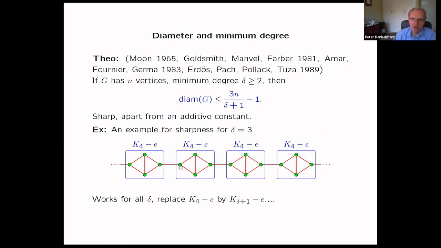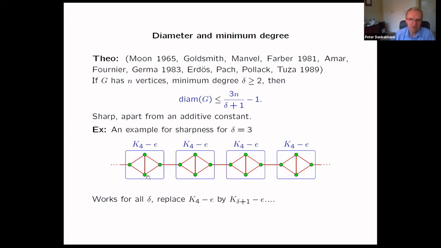But to see an example for sharpness, well, it's a graph that I've drawn here, or I've tried to sketch here. It's a graph with minimum degree, in this case, minimum degree 3, that looks as close to the path as you can get if your minimum degree is 3. So the path is the longest of all graphs of given order. And this graph that I've drawn here is really the longest of all graphs with minimum degree 3. And how do I do that?